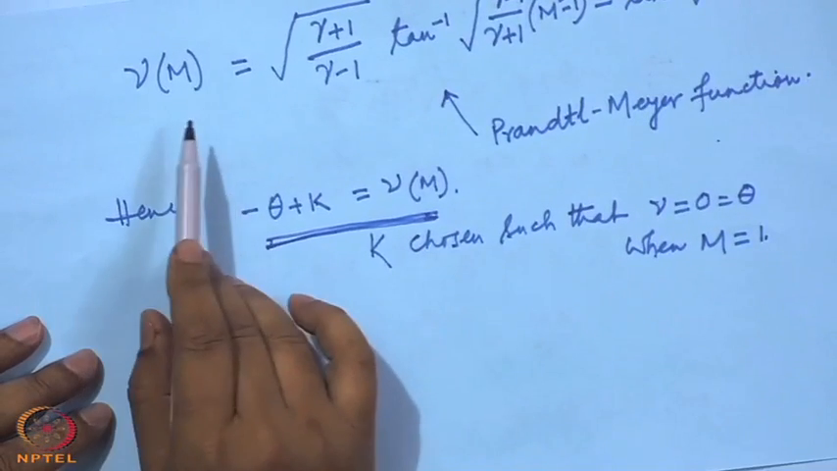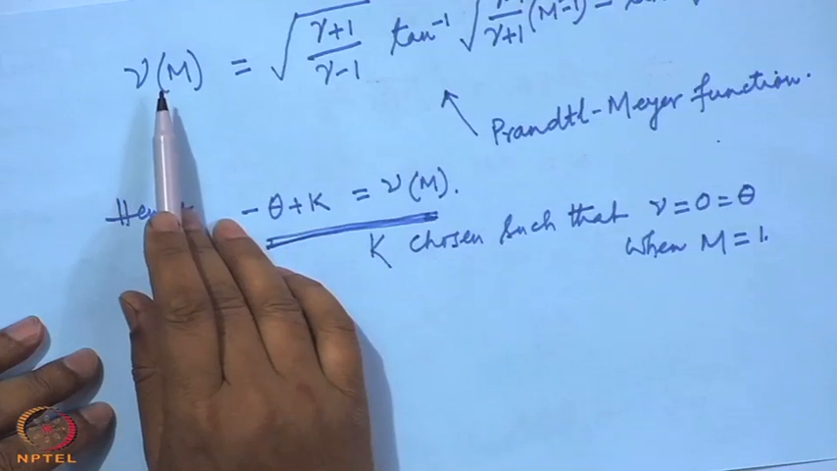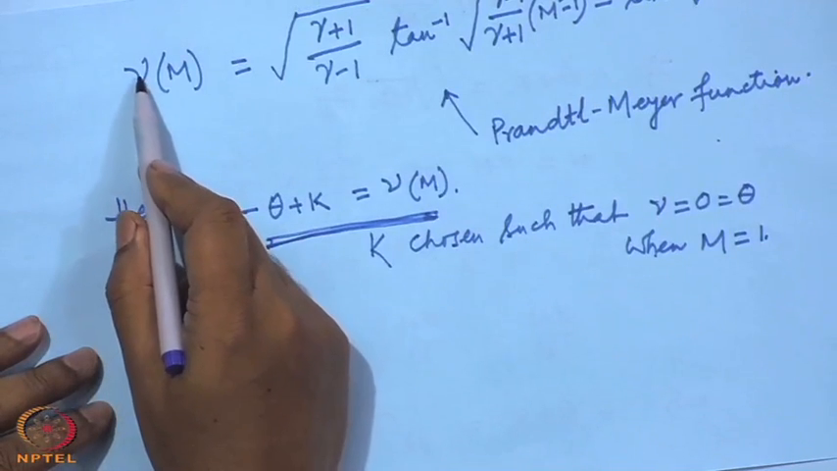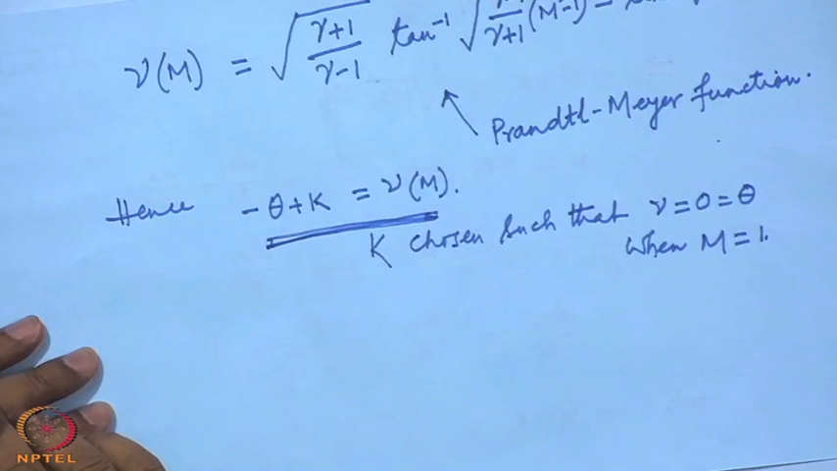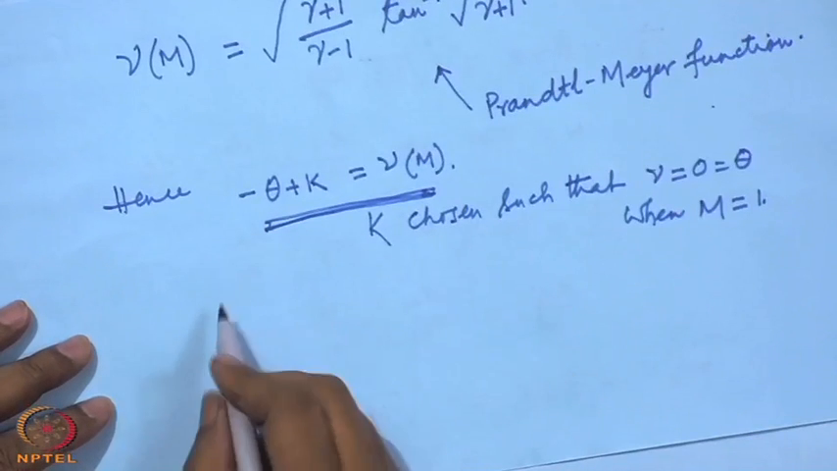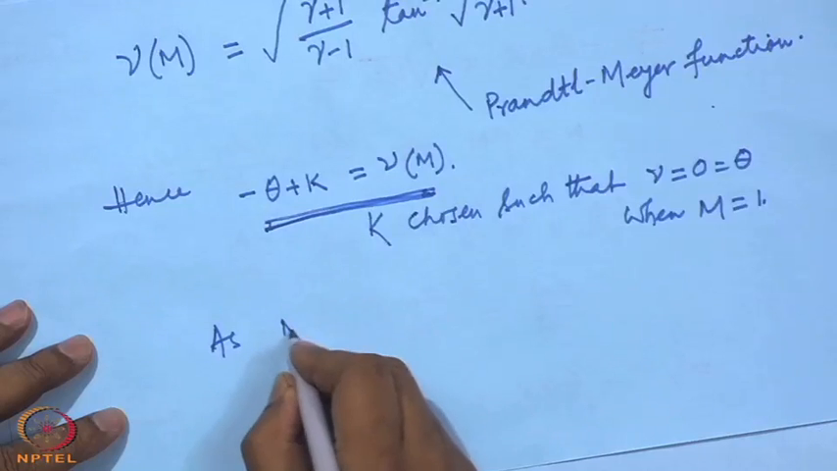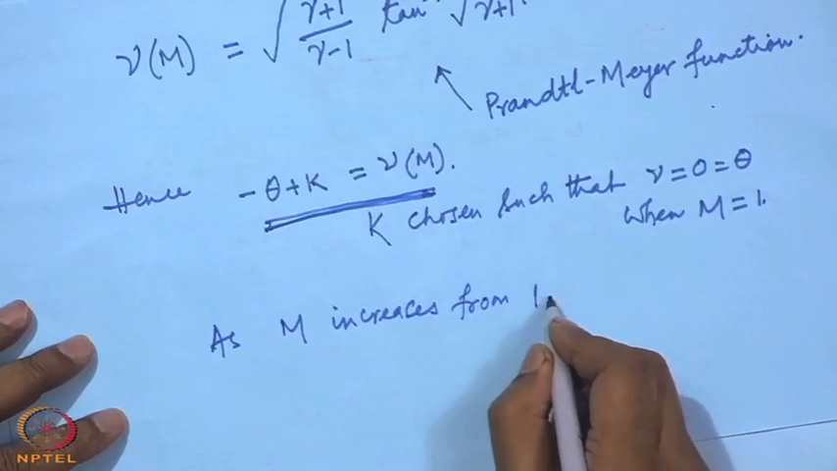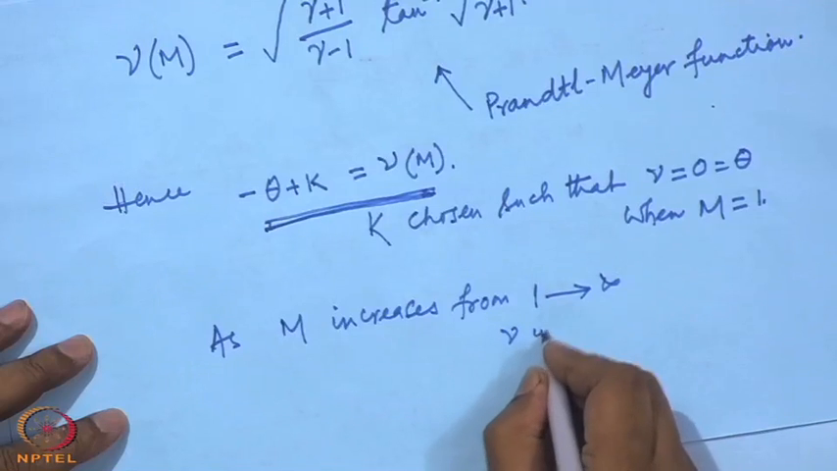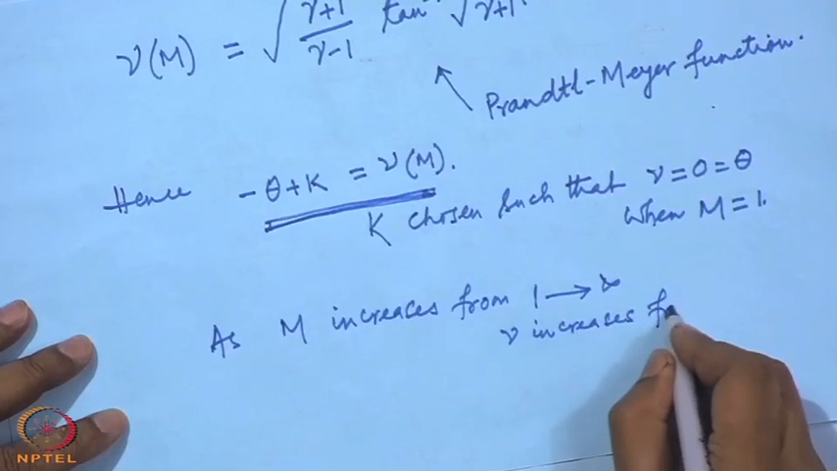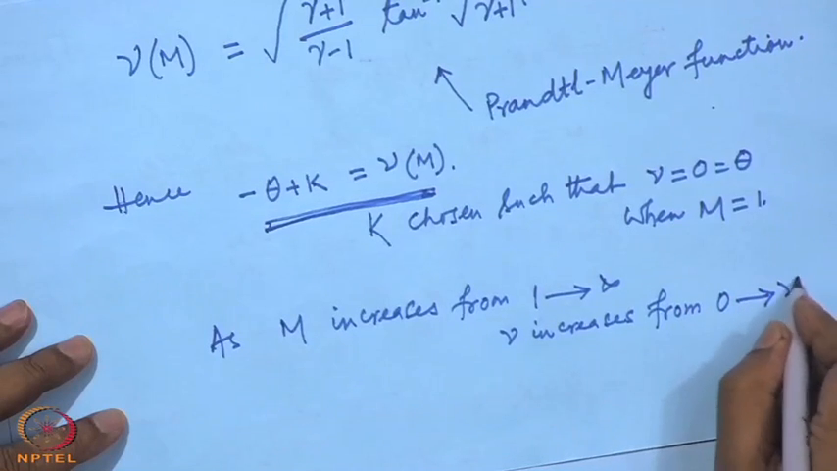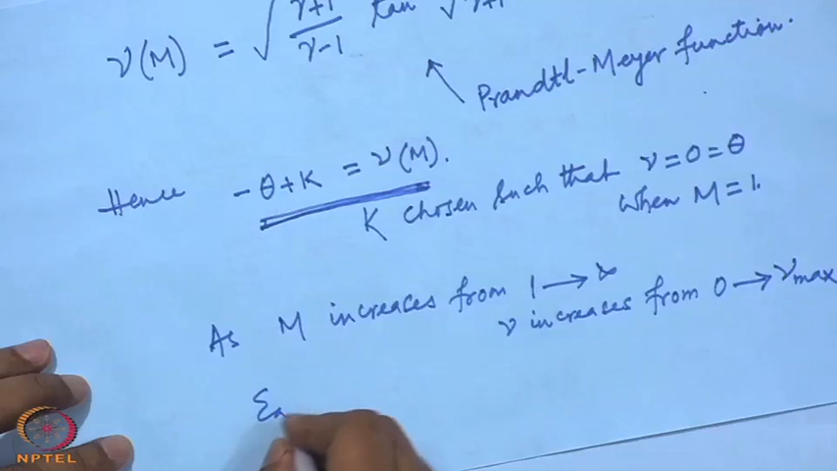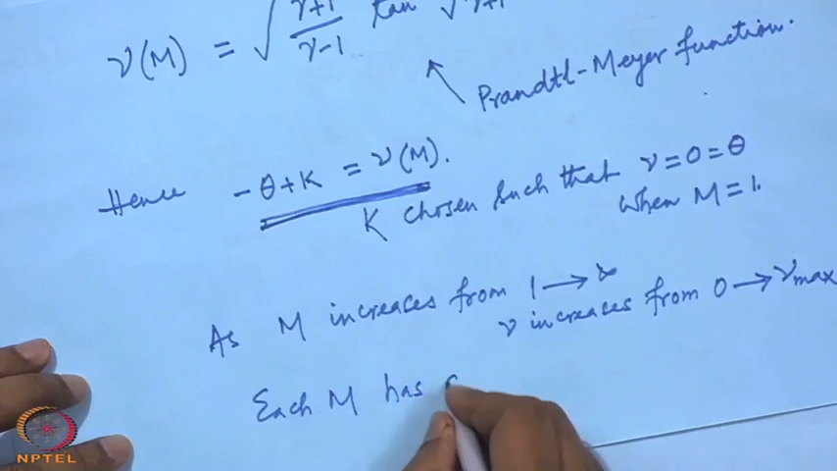You have seen that a supersonic Mach number is always associated with a unique, definite value of the function nu. Now, nu is a continuously increasing function as M increases from 1 to infinity. That is, as M increases from 1 to infinity, nu increases from 0 to say nu max, and each M has a definite nu.